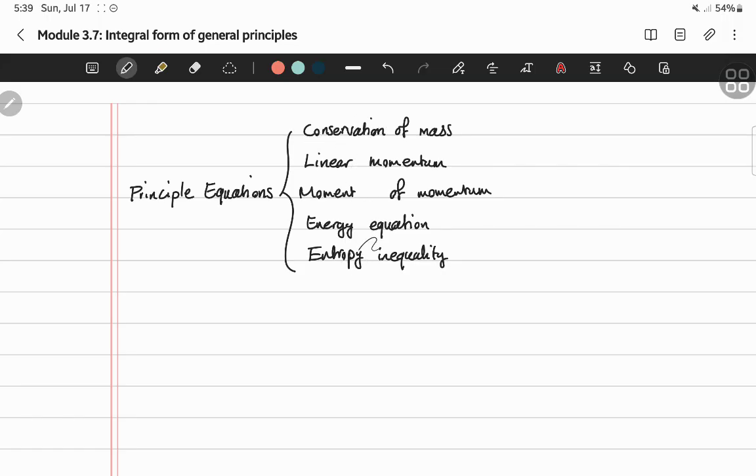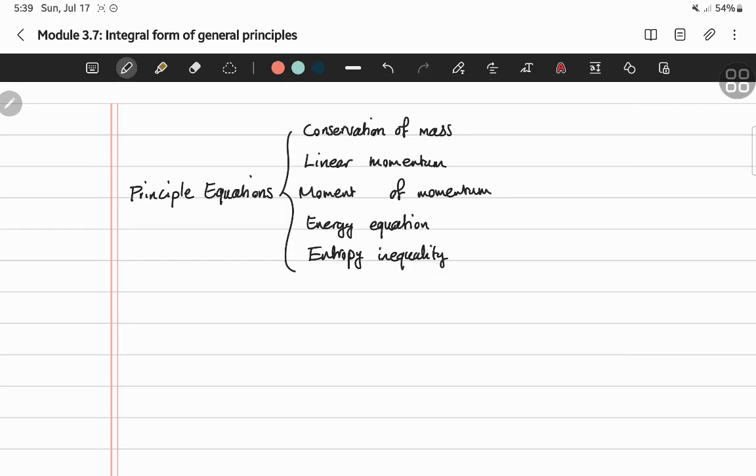So far we discussed these five principal equations: conservation of mass, linear momentum, moment of momentum, energy equation, and entropy inequality. However, this last one, the entropy inequality, it's not an equation, it's an inequality.